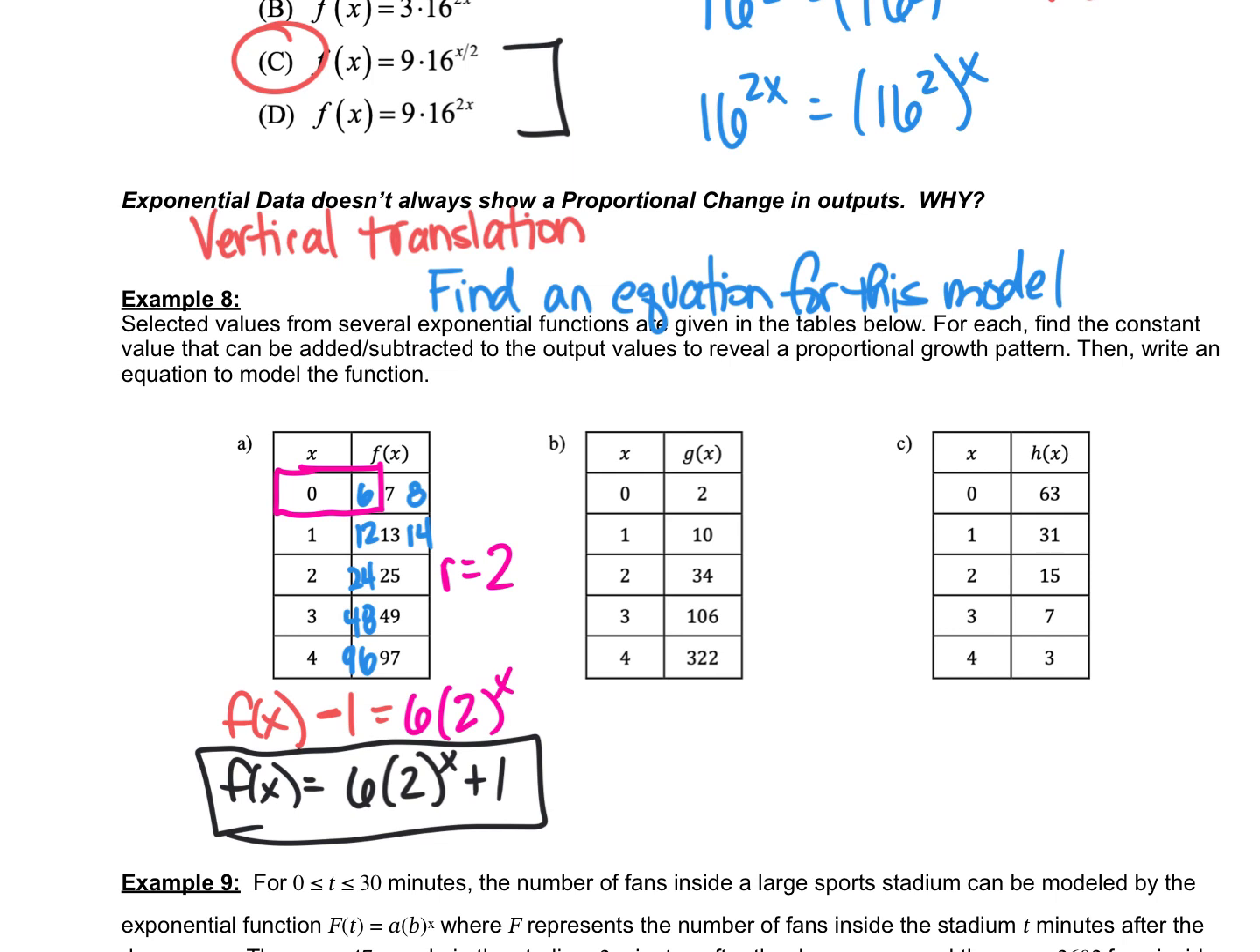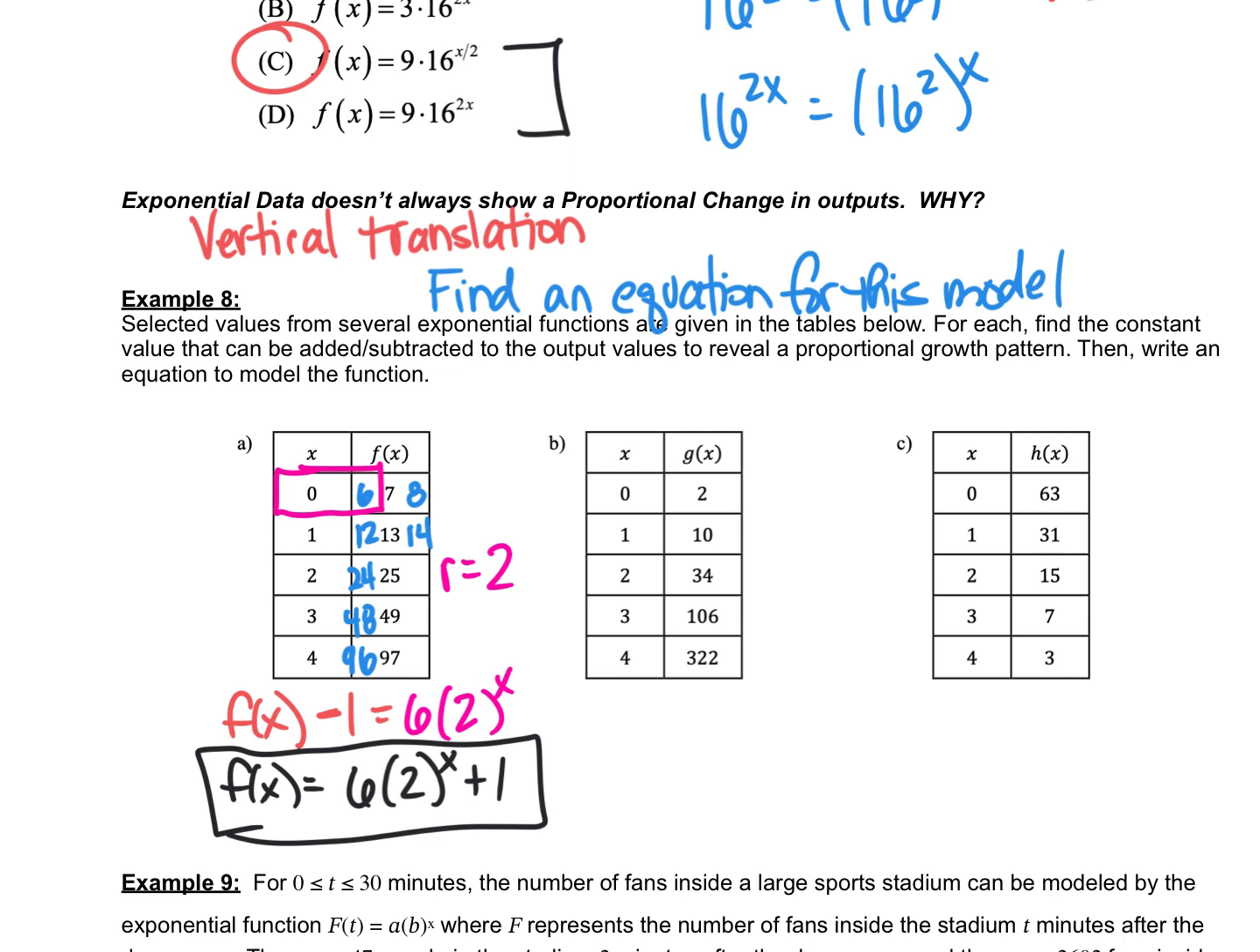Okay, yep. I subtracted 1 to my y values. Okay, yep, where I got those new blue ones in my table. Okay. Let's work through the next one.